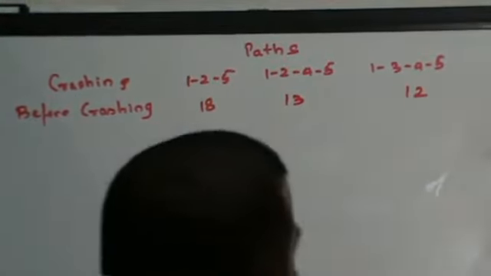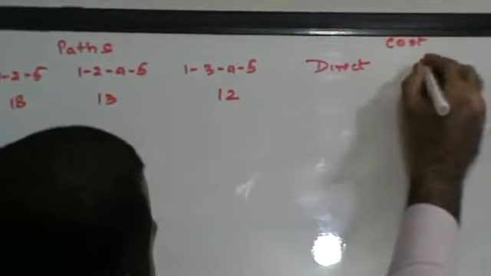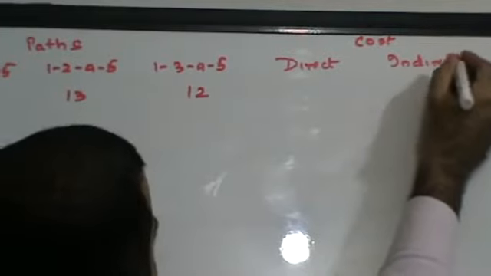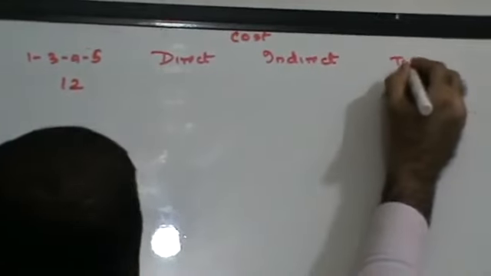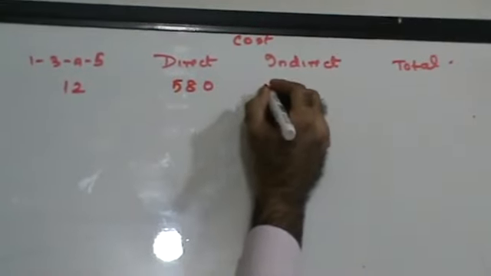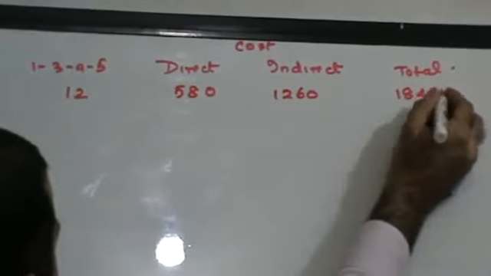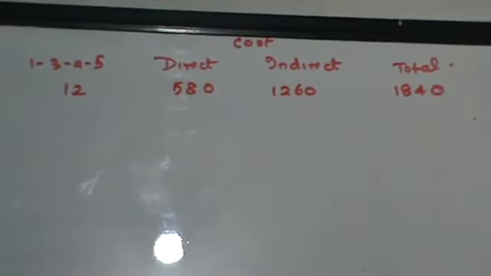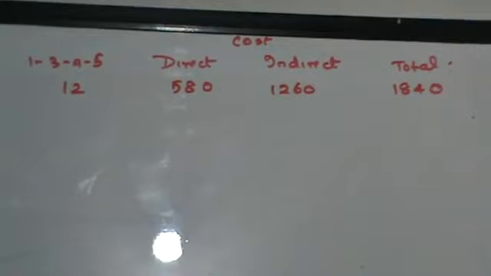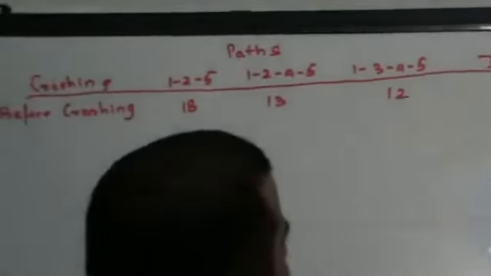Now let's see how it affects my cost. Cost is made up of direct cost and indirect cost. That gives me my total cost, right? Direct cost we found out was 580 rupees before crashing. Indirect cost was 1260 and this was 1840, right? So that was my entire data that I have. These are my multiple paths which have to be crashed.